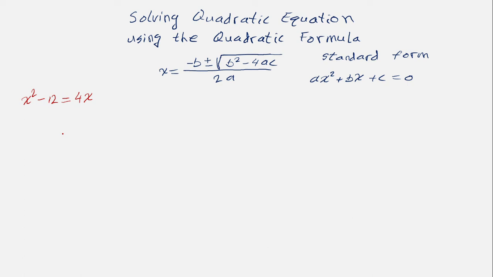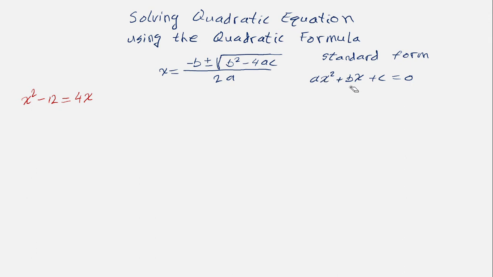Hey guys, let's solve a quadratic equation by using a quadratic formula. So the quadratic formula looks like this. X equals negative b plus minus square root of b squared minus 4ac over 2a. Our a, b, and c here come from the standard form of the quadratic equation, which goes like this.